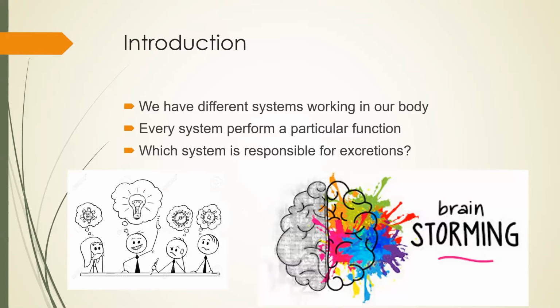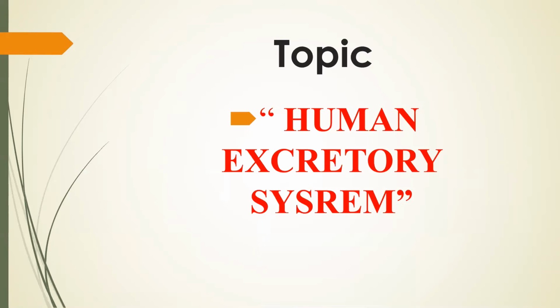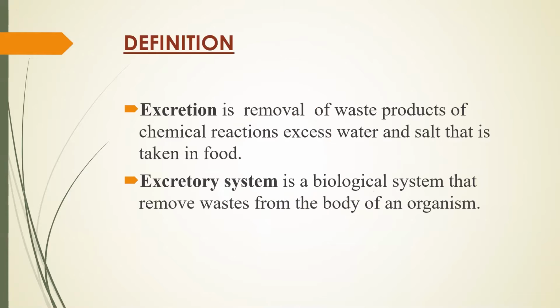Can any one of you tell me which system is responsible for excretion? Among these systems, the excretory system is responsible for excretion. So our today's topic is the human excretory system. The human excretory system is basically called the urinary system or urinary tract or renal tract.